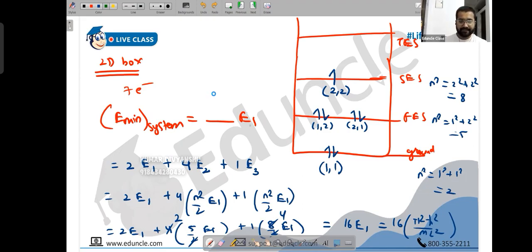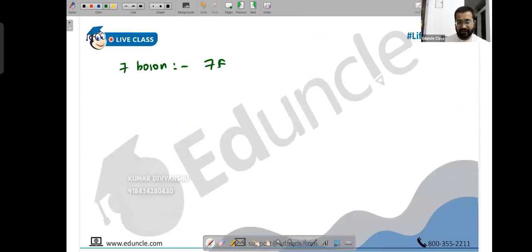Okay, next. Now try for 4 spinless fermions. 7 bosons is done, answer 7 E1, that's understood. Now tell me if not. All of them can be in the ground state, Pauli's exclusion is not valid for them, but we are talking about the minimum energy of the system. So what is the significance of that?